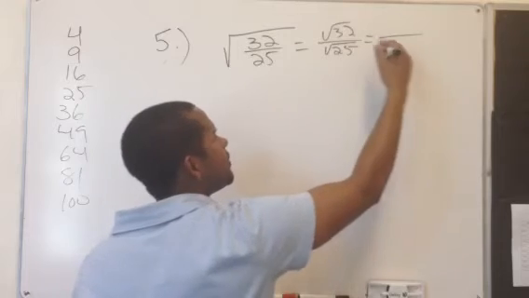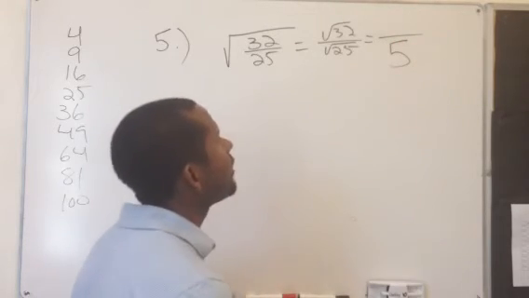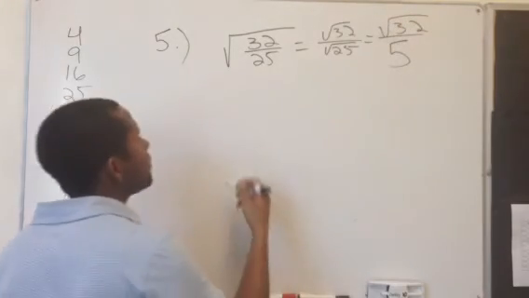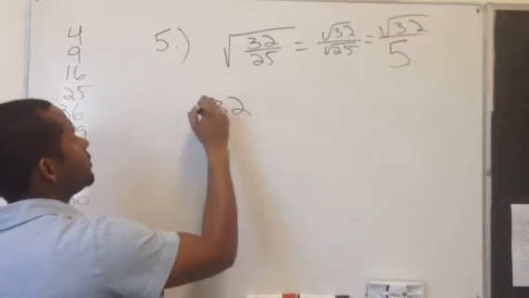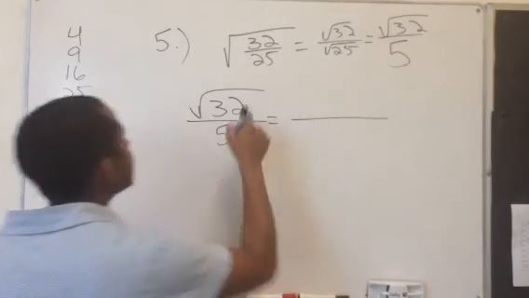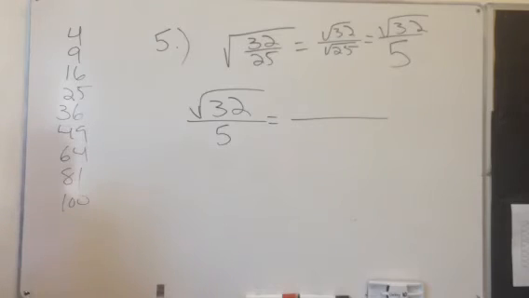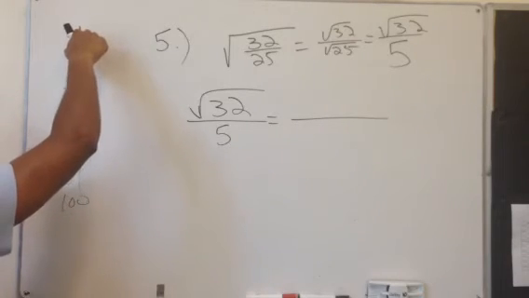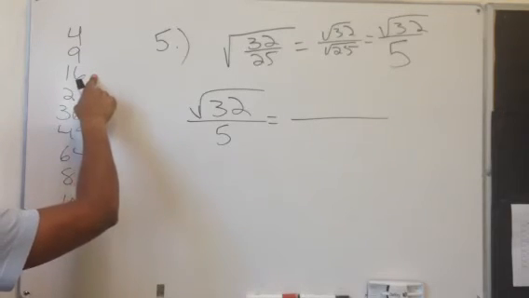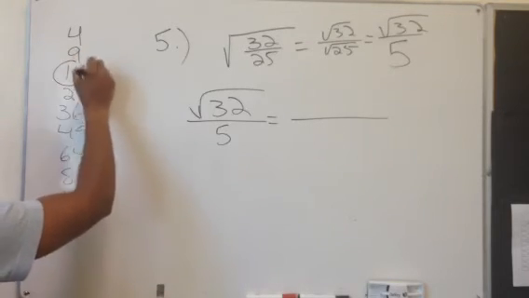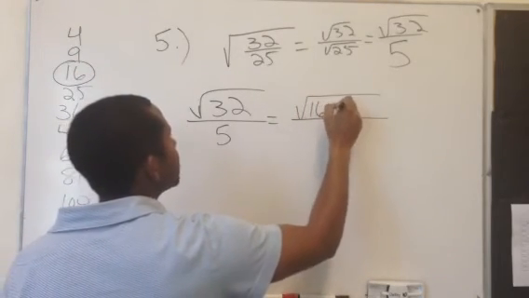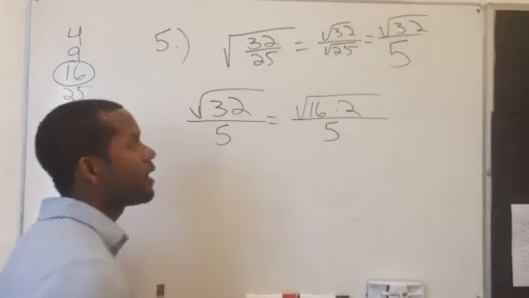Now, I can deal with this. Do I know what the square root of 25 is? Yep, it's 5. Now I just got to deal with the square root of 32. So I'm just going to rewrite it. Square root of 32 over 5 equals. Let me break down this 32. 4 goes into 32. 4 times 8 is 32. 16 times 2 is 32. That's a better choice. 32 becomes 16 times 2, and it's over 5.